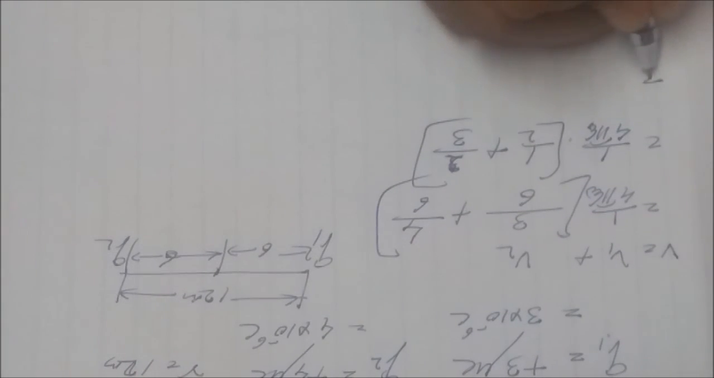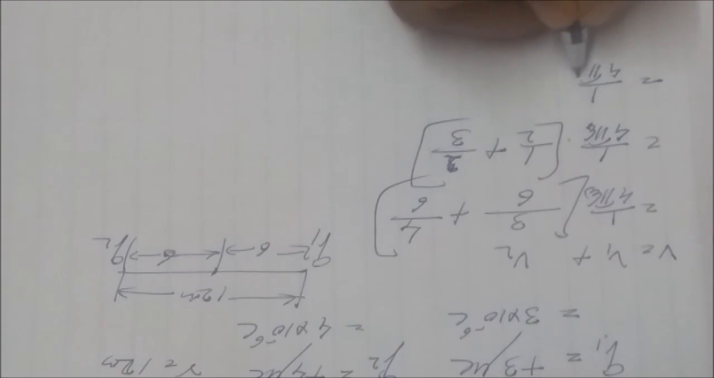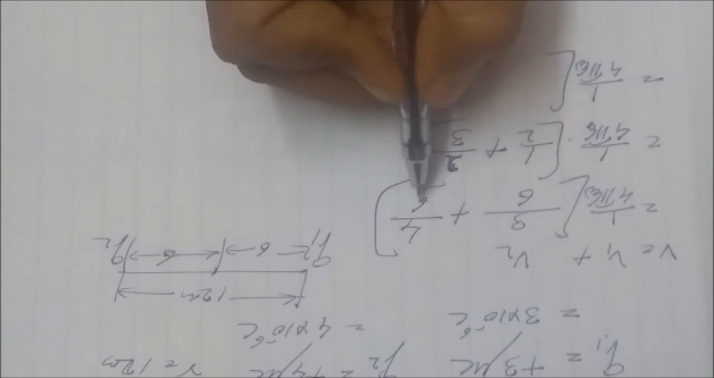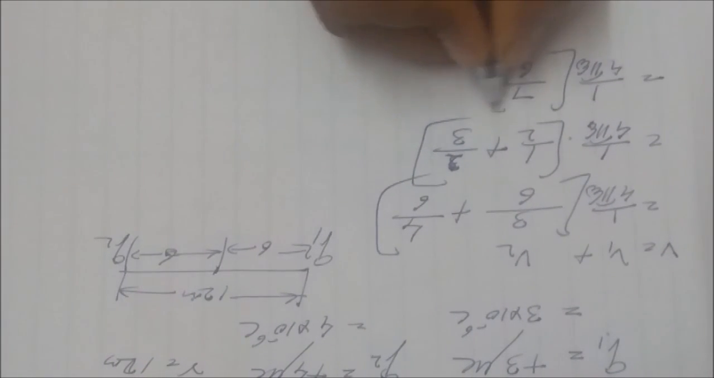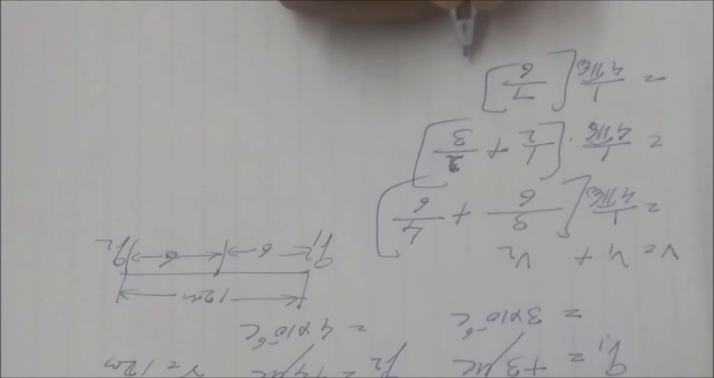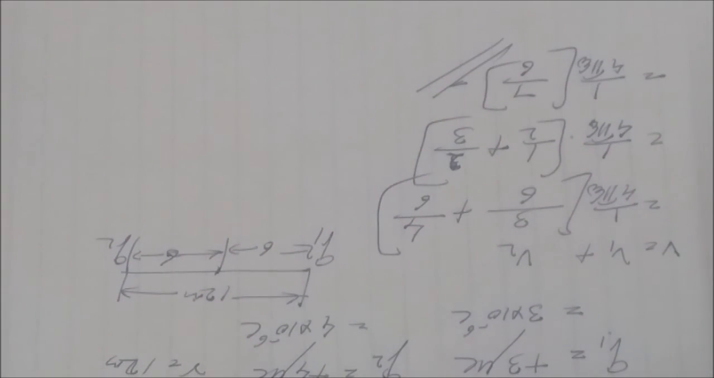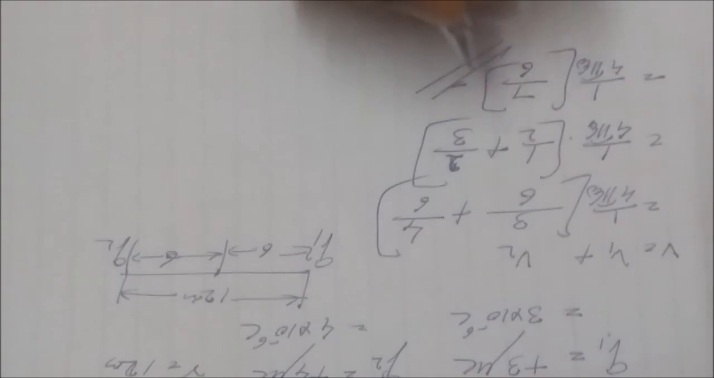Or we can write as 1 by 4 pi epsilon 0 into 7 by 6. That's the answer. So at the midpoint the potential is 1 by 4 pi epsilon 0 into 7 by 6 volt.